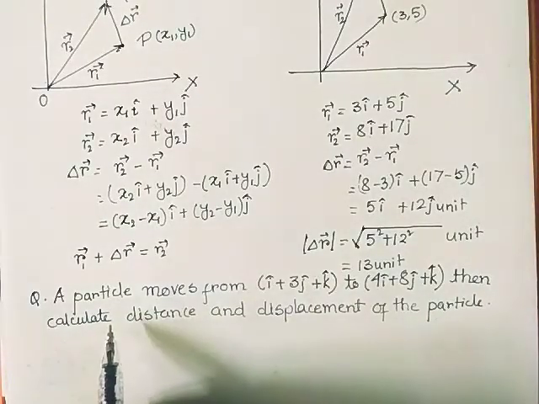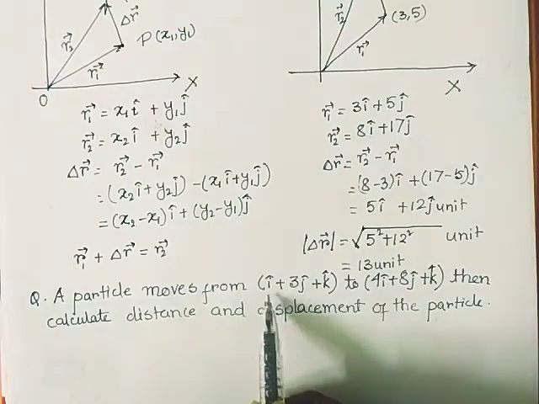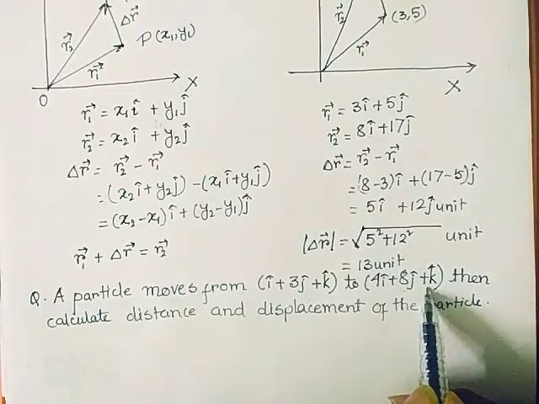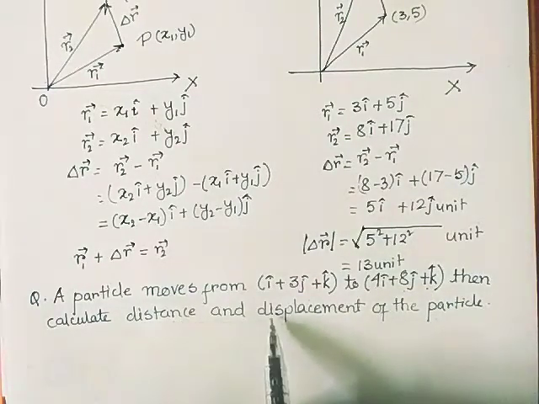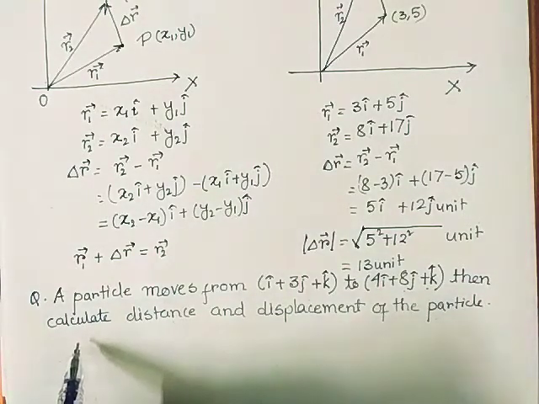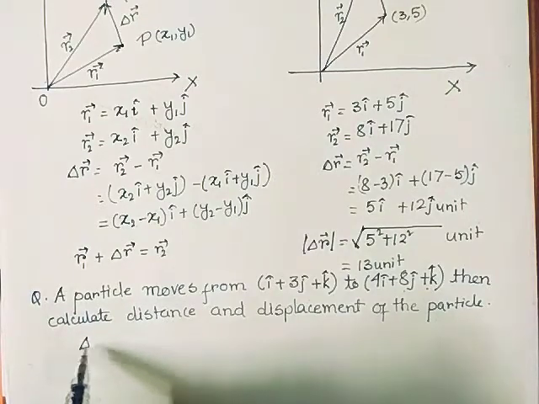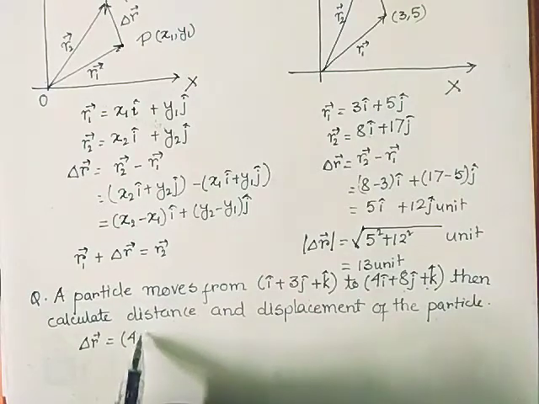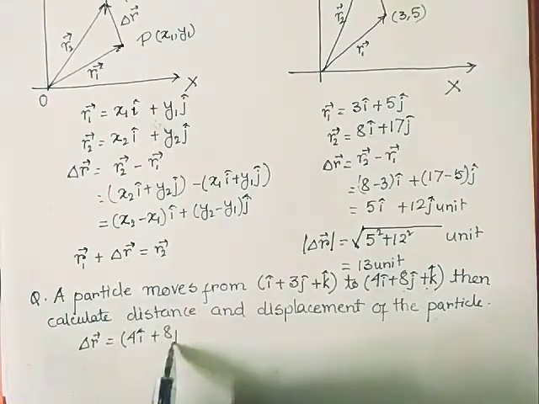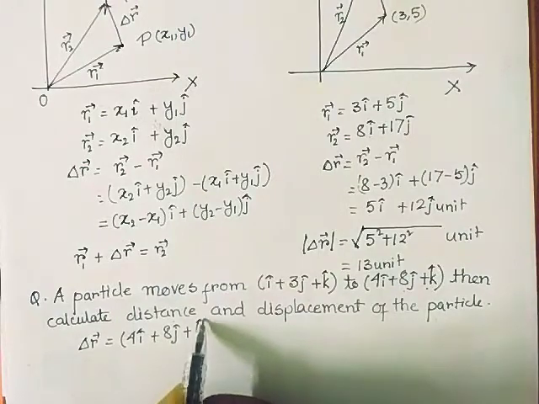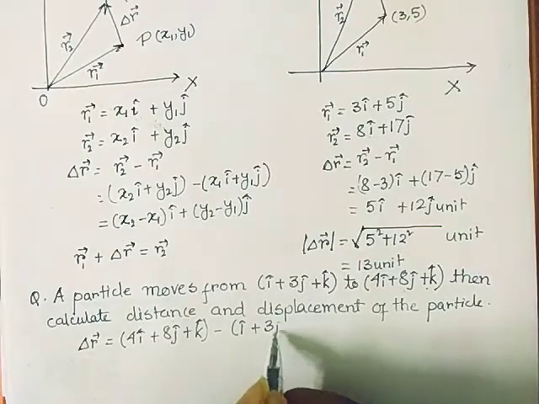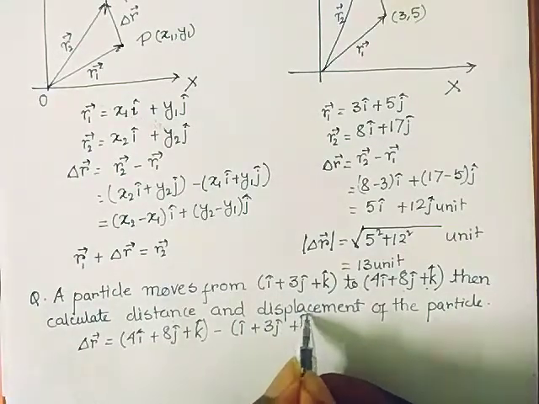So let us take a problem. A particle moves from i cap plus 3j cap plus k cap to 4i cap plus 8j cap plus k cap. Then calculate the distance and the displacement of the particle. So the displacement can be easily calculated by the difference of these two, that is (4i cap plus 8j cap plus k cap) minus (i cap plus 3j cap plus k cap).